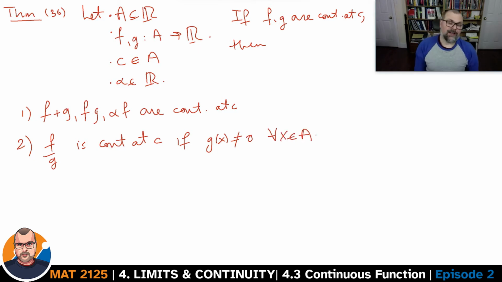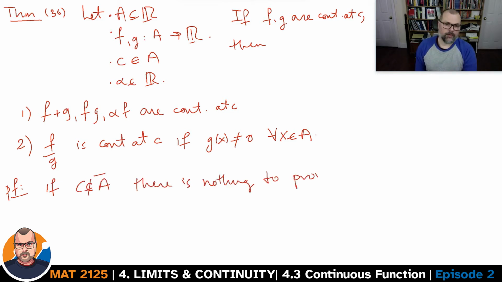x. In practice, this would really be true as long as g at x is not equal to 0 over some neighborhood of the point c. But specifically here, the statement of this result requires this to be true for every x in the domain A. Proof-wise, if c is not a limit point, there's nothing to prove, because continuity is automatically assured.